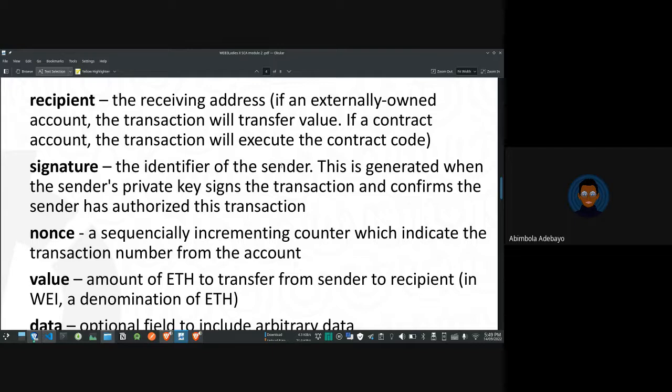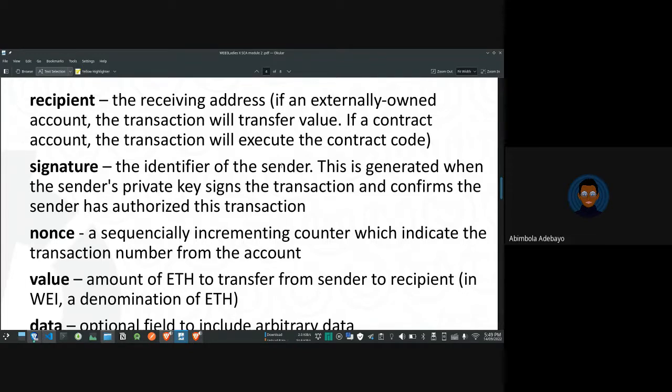The next one is nonce. Nonce basically is an incrementing counter which indicates the number of transactions that have been executed from an account. If you have a fresh account, like your MetaMask, and you've not performed any transaction on the Ethereum network, your current nonce will be 0. If you perform 10 transactions, your current nonce will be 10. So nonce indicates the number of transactions that have gone through and been executed from an account. Because all these things combined together are part of what forms your transaction hash.